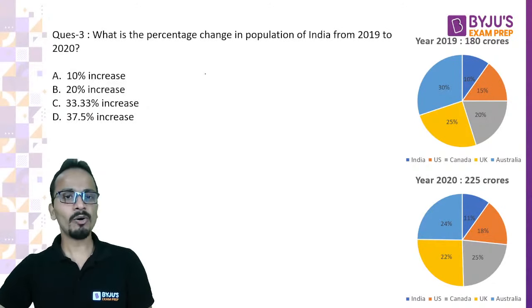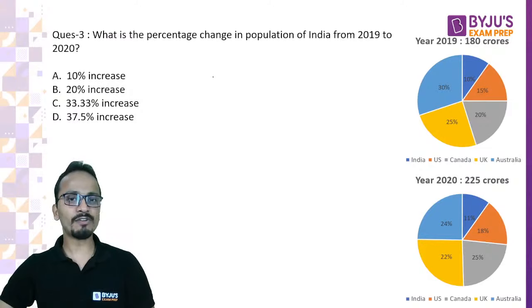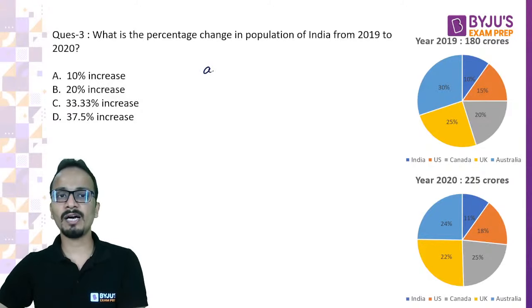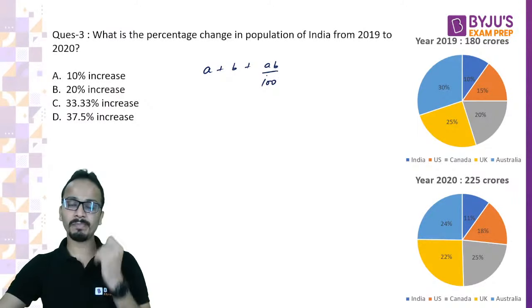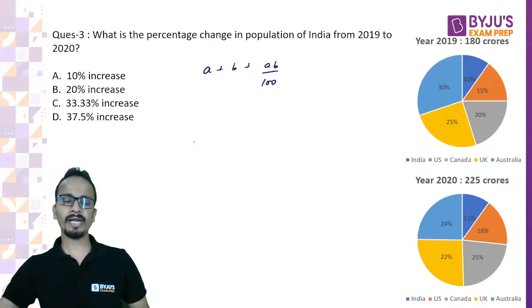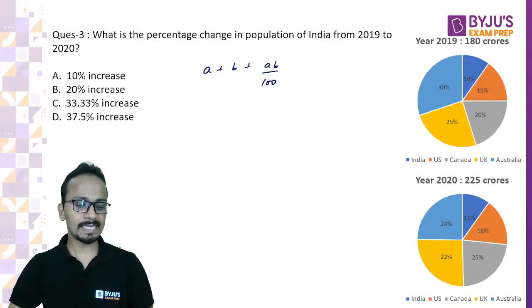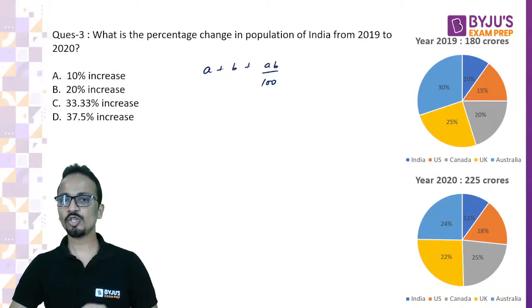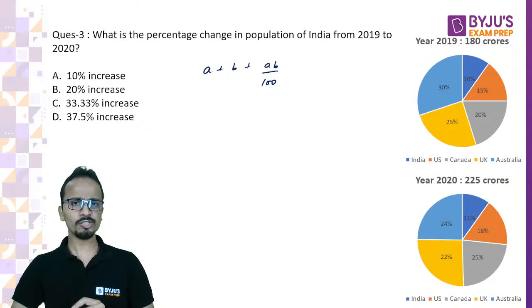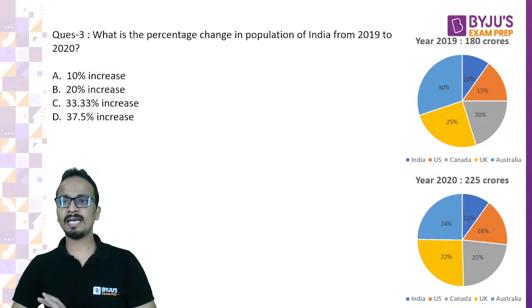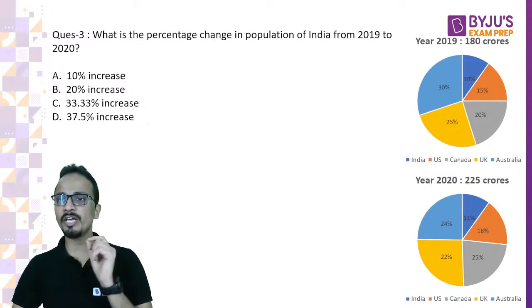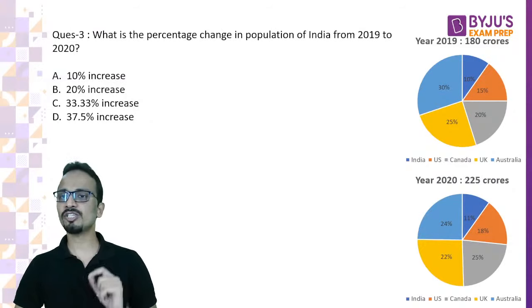Okay, now in the first half of this lecture, we have seen a formula a plus b plus ab upon 100. Okay, a plus b plus ab upon 100. Right? This was the formula of successive percentage change. So I'll be applying this formula in this question. Okay, so first of all, I'll erase this formula and let's have a look at some of the important facts that we must know before we apply this formula.